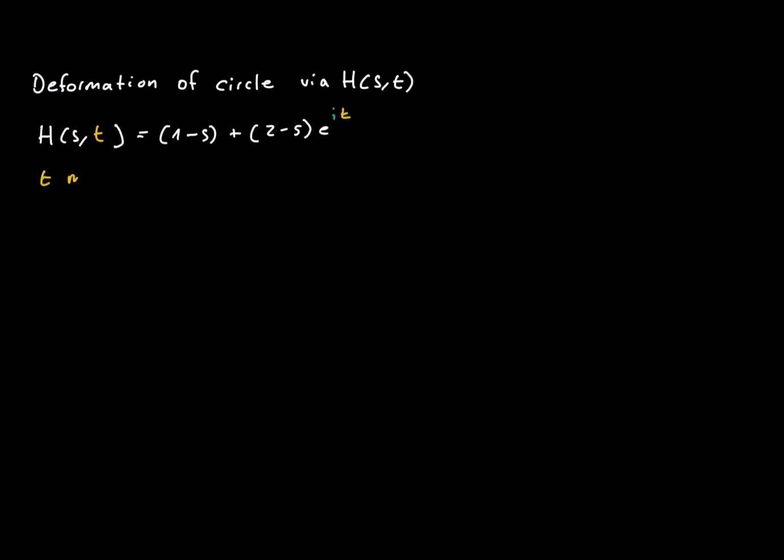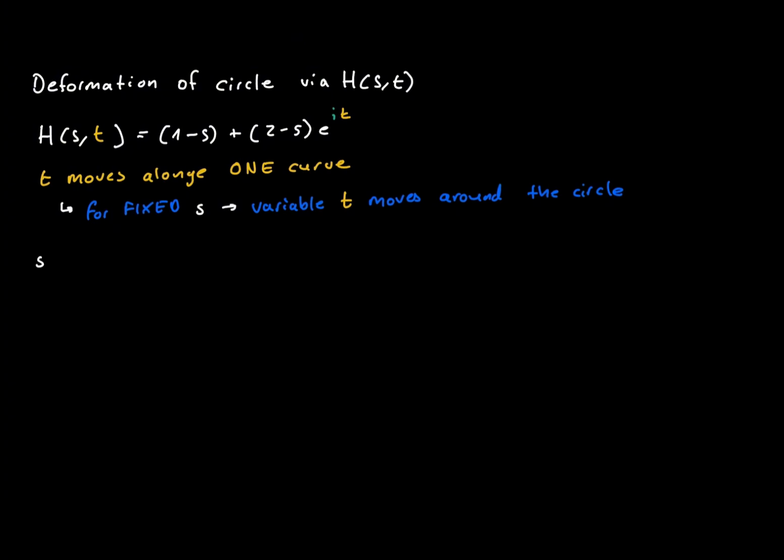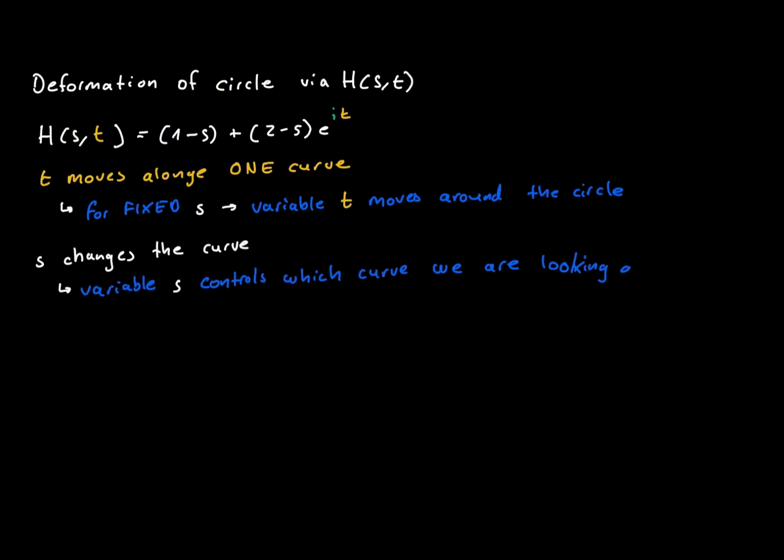This formula has two variables. The variable t moves along one curve. The variable s changes the curve itself. So s is like the time in a movie. Now let's check what this formula does.